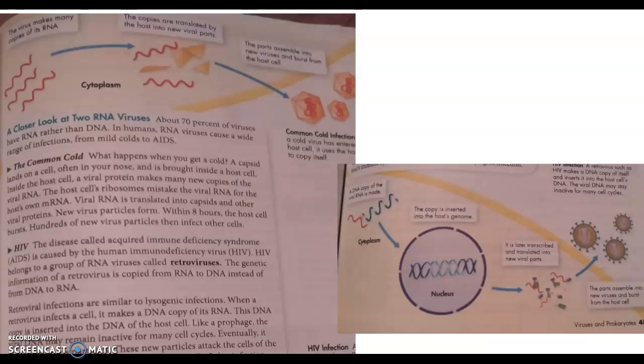A capsid lands on a cell, often in your nose, and is brought inside a host cell. Inside the host cell, a viral protein makes new copies of the viral RNA. The host cell's ribosomes mistake the viral RNA for the host's own mRNA. The viral RNA is translated into capsids and other viral proteins.